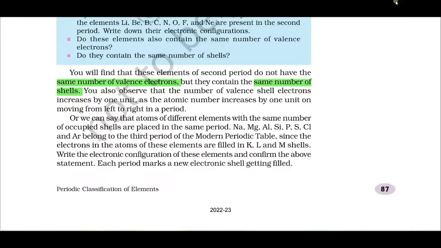In a period, valency will not be the same, shells will be the same. In case of groups, valency will be the same, shells will increase. As we move down the group, shells increase. The atoms with the same number of shells are placed in the same period. Same valency, placed in the same group.